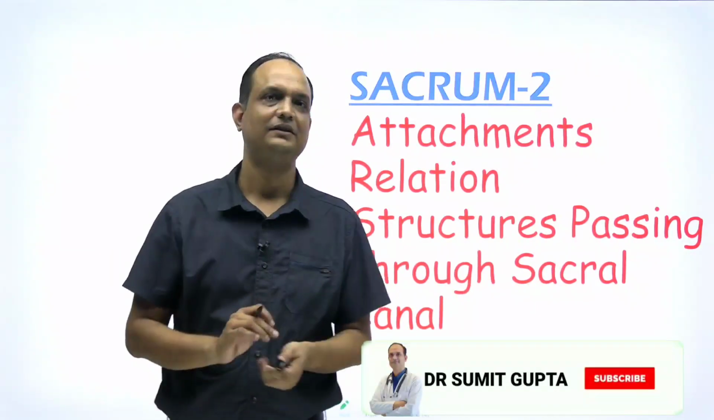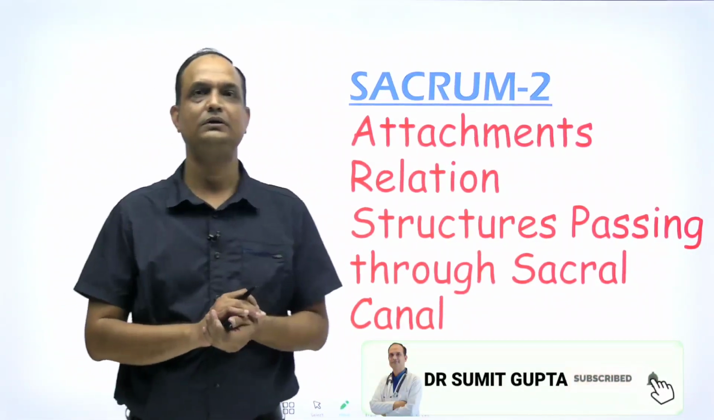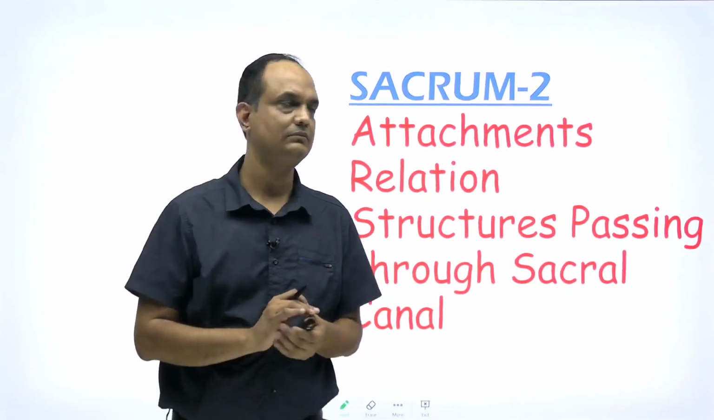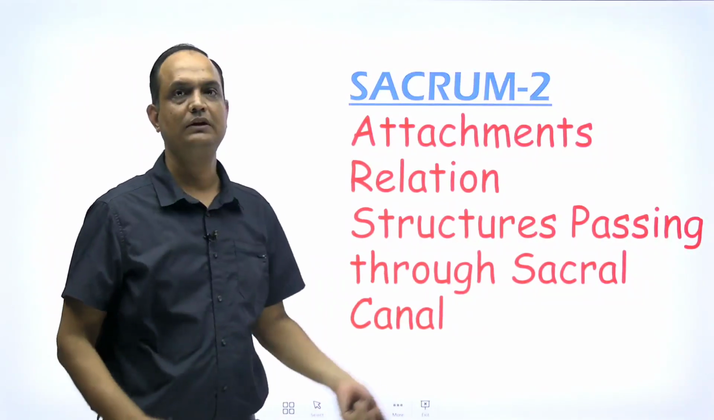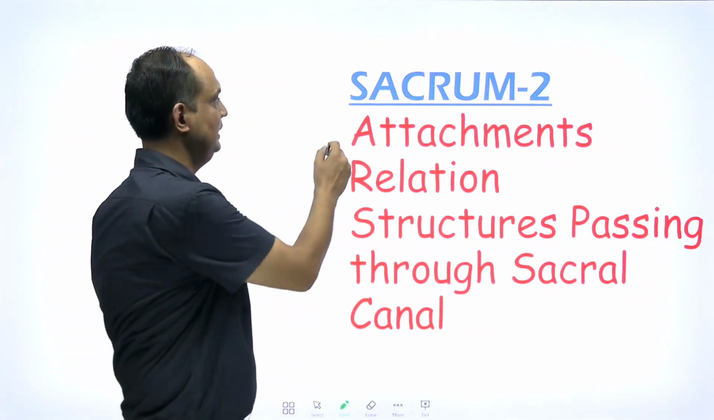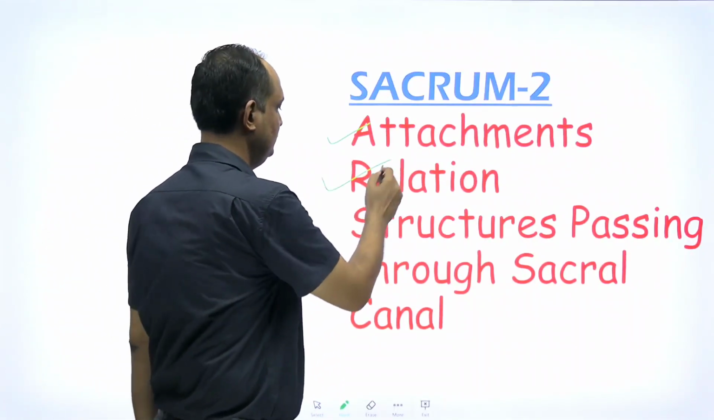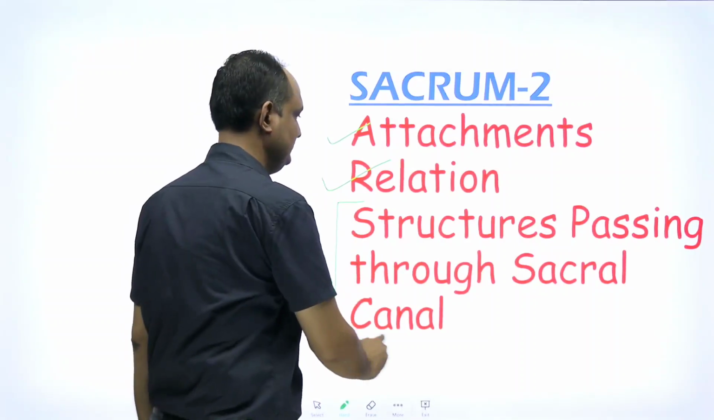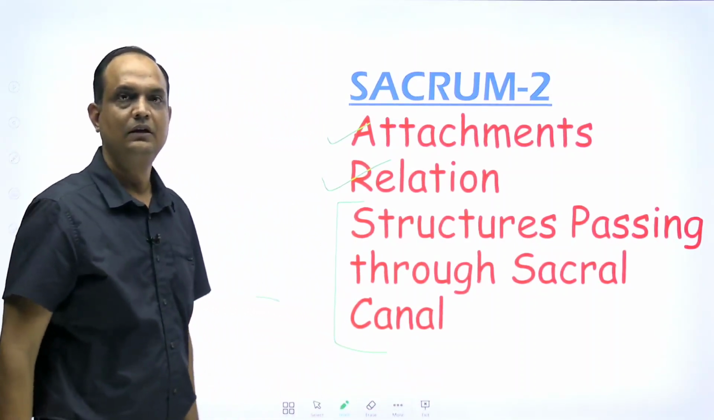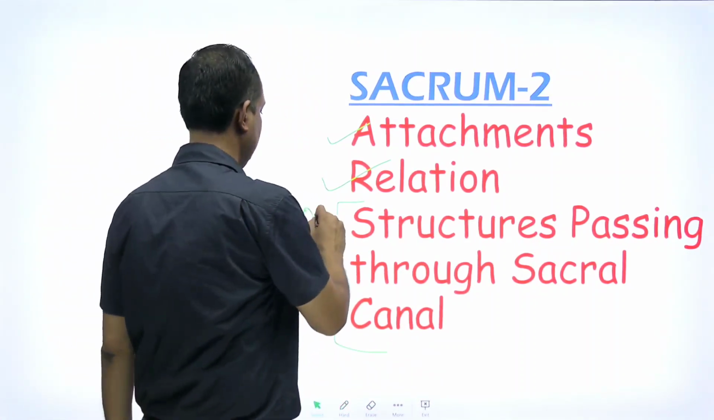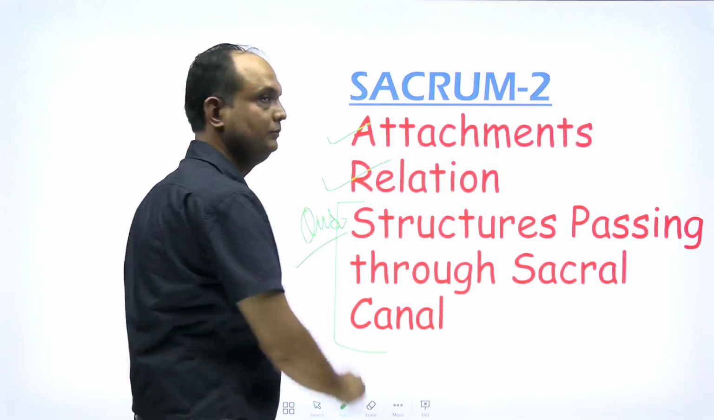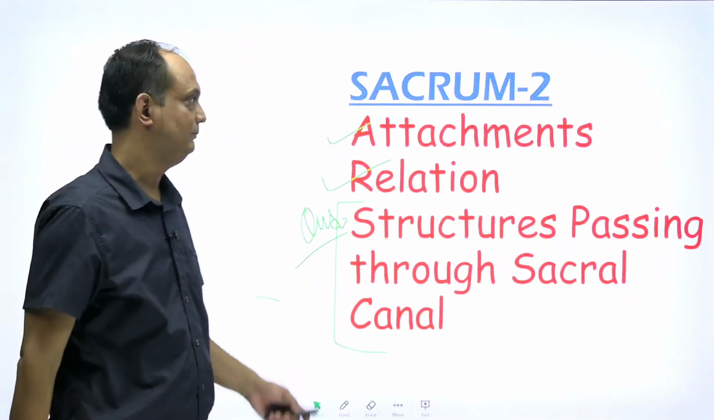Hello students, today we will discuss part two of the sacrum. In today's class, we will talk about the attachments of the bone, the relations of the bone, and the structures passing through the sacral canal. This is a separate question for your exam as well as for your spotting. So let's discuss one by one.